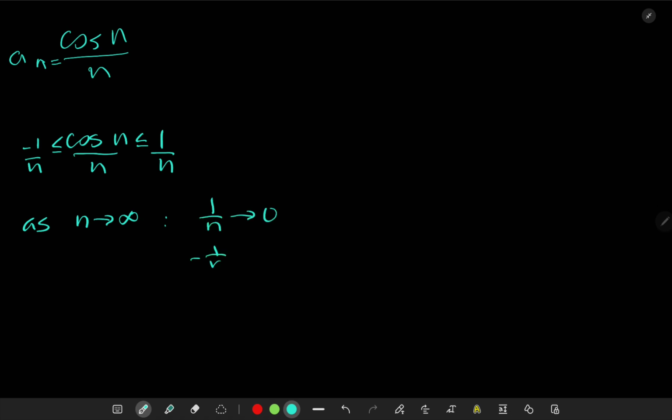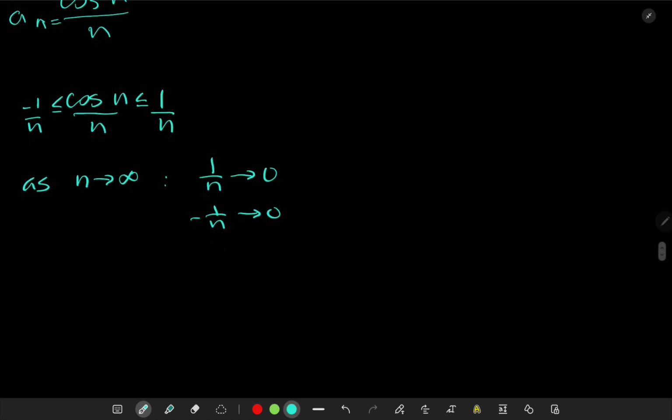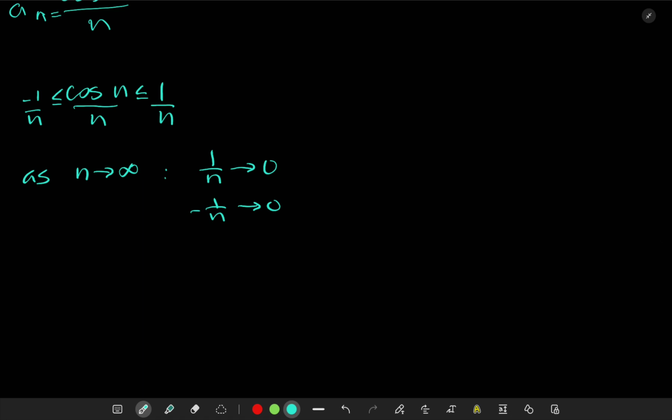So what I will do is I'll say that since the cosine of n will always be between 1 and negative 1, then if I divide by n, this expression, which is a_n, is going to be in between these two sequences. Now what I'm going to notice is that as n goes to infinity, 1 over n goes to 0, and also negative 1 over n goes to 0. So you see, I'm sandwiching this expression between two quantities that are going down to 0. And that's basically going to be the idea of the squeeze theorem, or just monotonicity of the limit. This is what the theorem would say.